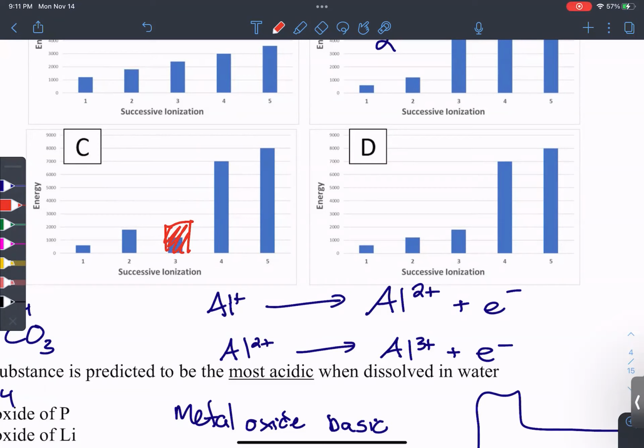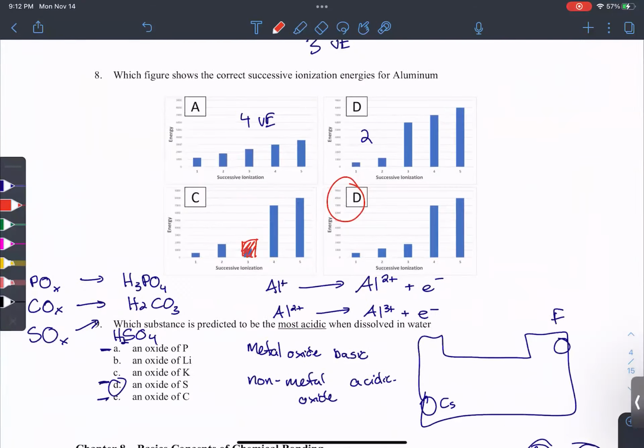Also, when you remove electrons, your atom, or your ion, your particle, gets smaller, right? That means the electrons are closer to the nucleus, and it's going to take more energy to grab electrons closer to the nucleus. Okay. All right. So the answer is what? D, I think. Okay.